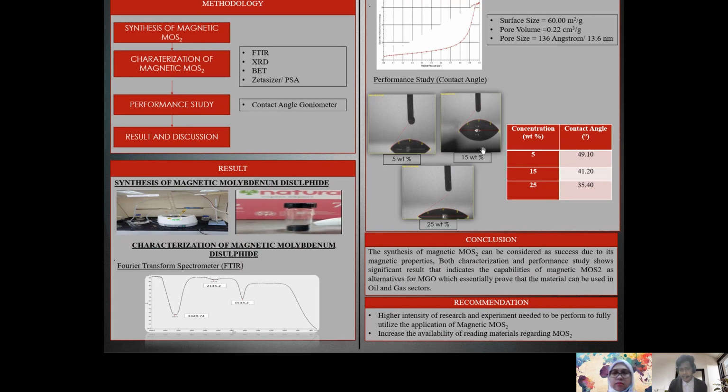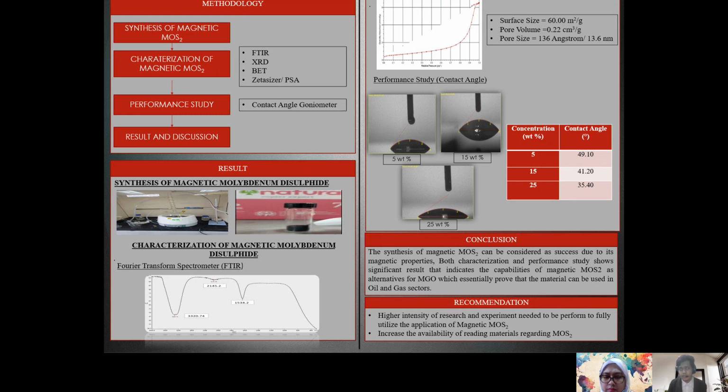So my conclusion is that after all the characterization and performance study, I can conclude that magnetic MOS2 can be considered a nanoparticle, as both characterization and performance results compared with other nanoparticles show that it falls under the category of nanoparticles. However, I am unsure whether the real application of MOS2 can be done. In my recommendation, higher intensity of research and experiment is needed to utilize the application of magnetic MOS2.